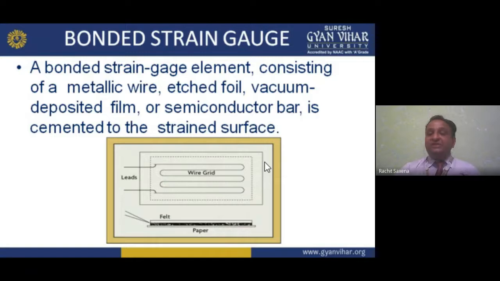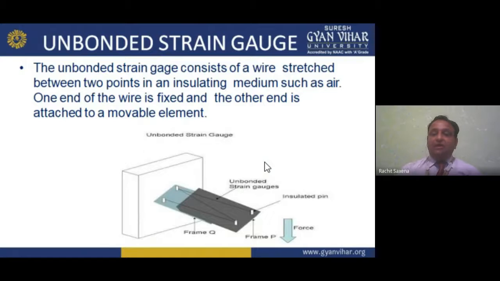So some bonding is there, wire is there, foil is there, vacuum deposited foil is there, semiconductor bar is cemented to the strained surface. The strained surface is already there in the construction. So metallic wire we have, foil because we have the foil shape, vacuum deposited foil film is there, semiconductor bar is cemented to the strained surface.